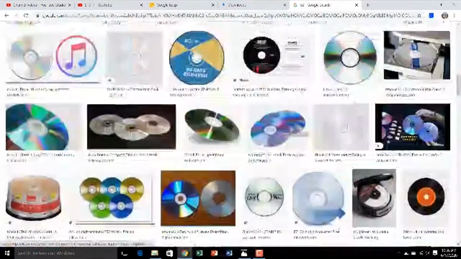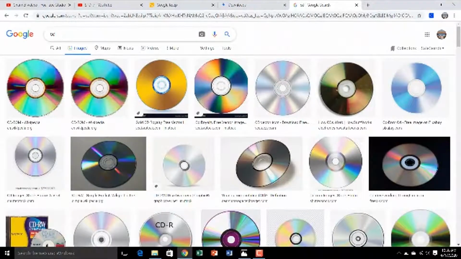Understand? Now we will see the pen drive. What is a pen drive, and how does it look?